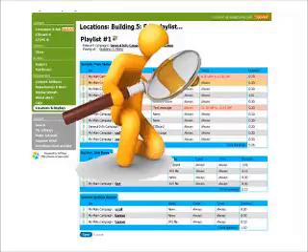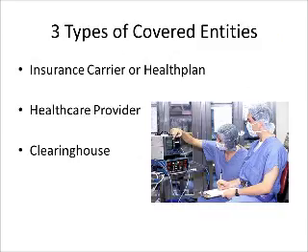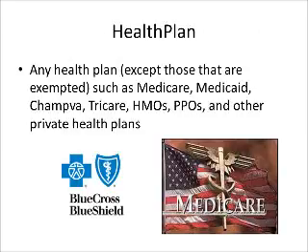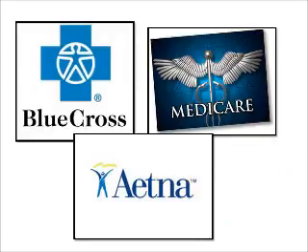Well, according to HIPAA, there are 3 types of covered entity. A covered entity is a business or organization that has to follow HIPAA requirements. They're the ones that are usually involved in processing or storing patients' health information. The first type of covered entity is a health plan. A health plan is an entity such as Medicare, Medicaid, CHAMPVA, TRICARE, HMOs, PPOs, or other types of private health plans. Another word for these would be a payer, a third-party payer, or an insurer.